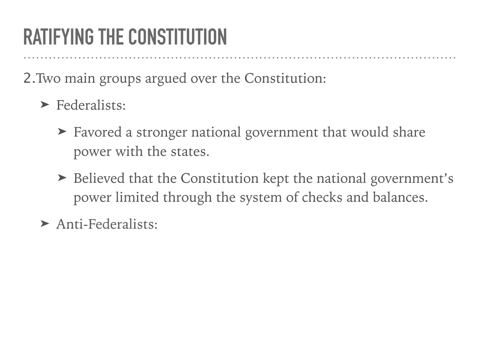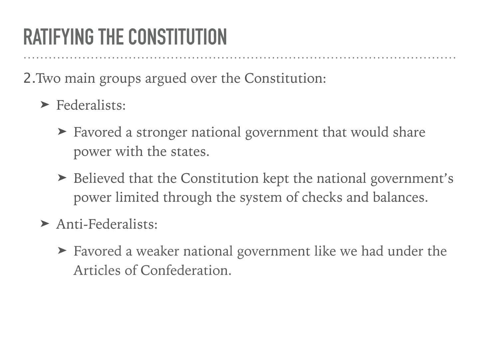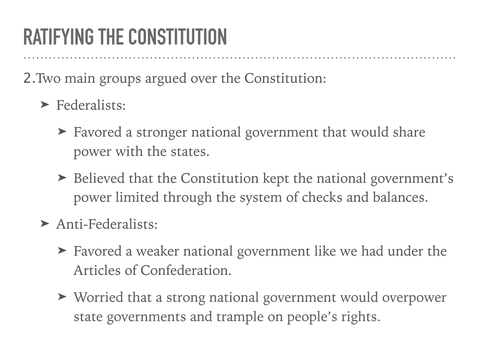The other group in this debate were the Anti-Federalists. The Anti-Federalists took a different position. They favored a weaker national government, one like we had under the Articles of Confederation. They were very concerned that a strong national government would overpower the states' governments and trample on people's rights.